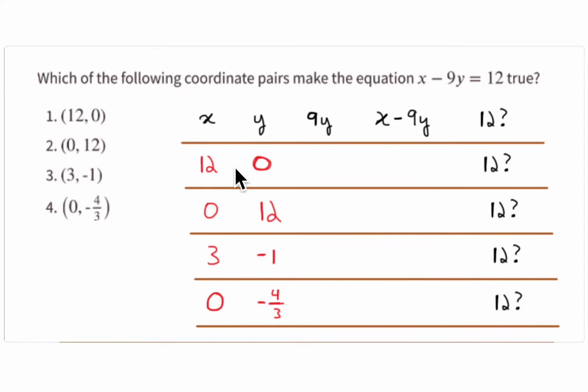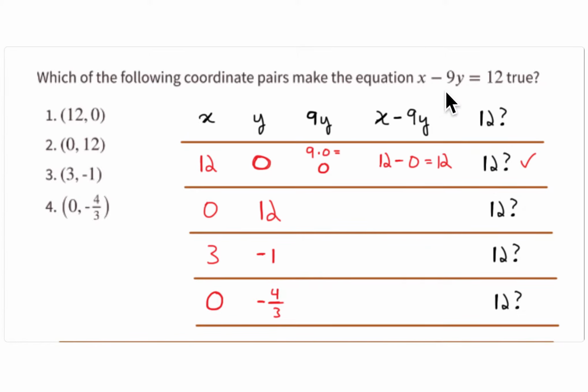So what you do is you take the x-coordinate. So this is called a coordinate pair. This is the x-coordinate and 0 is the y-coordinate. So you take the x-coordinate and you replace it for the value of x, and you take the y-coordinate and replace it for the value of y, and then you go through these operations and see if it equals 12.